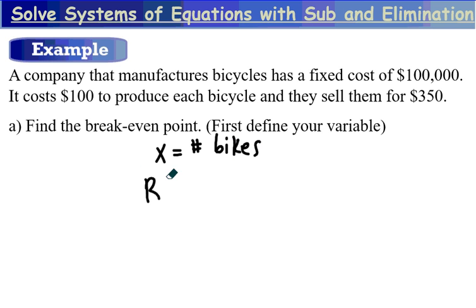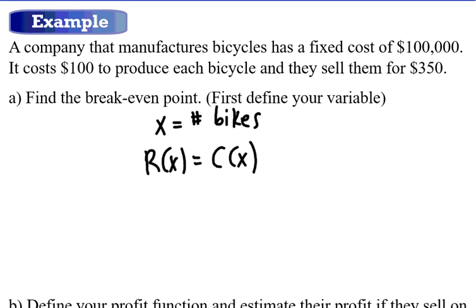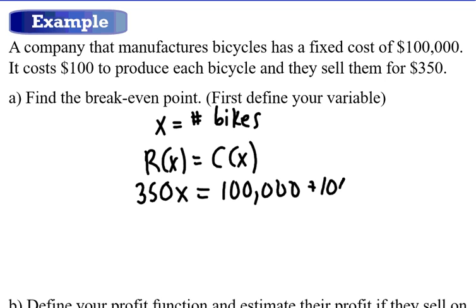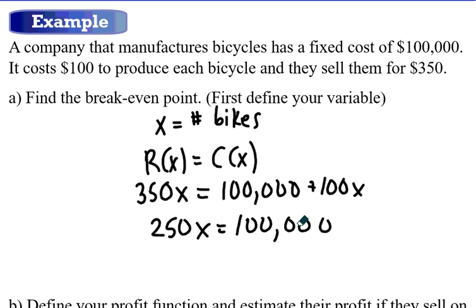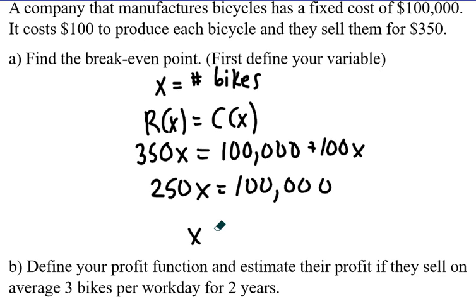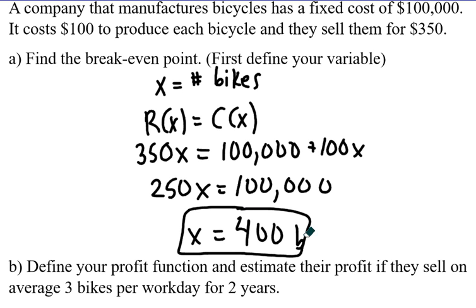Break-even is when revenue is equal to cost. Revenue is how much money that we make. We sell them for $350, so $350 for each bike. The cost is $100,000 plus it costs us $100 to make each bike. If I subtract $100 off, for each bike we sell, we're really bringing in $250. And now I need to take 100,000 divided by 250. In order for the company to break even, I take 100,000 and divide it by 250, and they would have to produce and sell 400 bikes. That's what the break-even point would be.